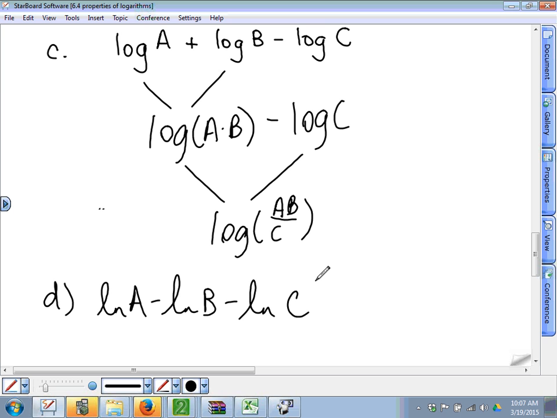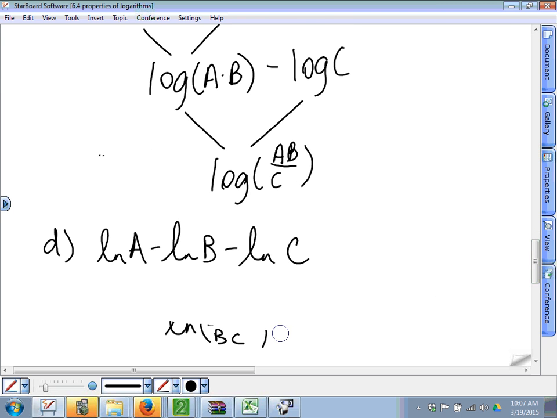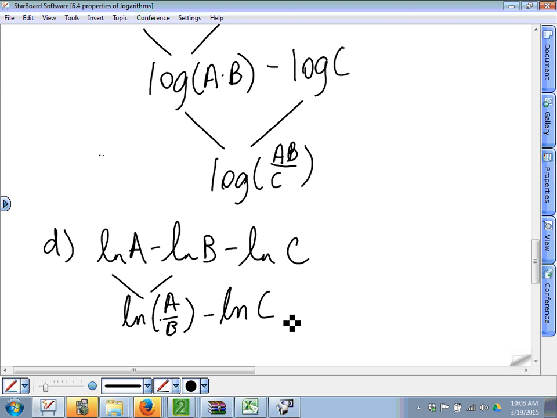So, Courtney's suggestion, go to phases. That really is the best way to do a problem like this. If we just took these two, just the first two, how would you combine those? A divided by B or A times B? So that would be the natural log of A over B minus the natural log of C. That's a good way to start.